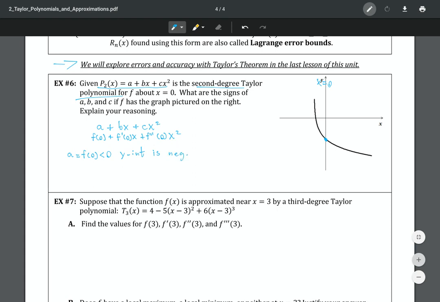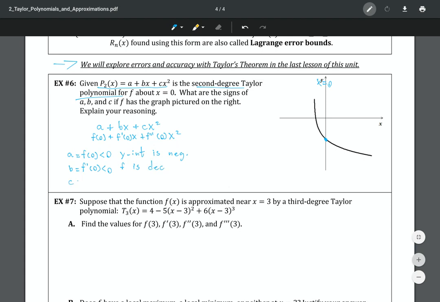Okay, now let's look at B. Now we know that B is related to the first derivative of the function. What does the derivative tell me? Well, hopefully you already said that it tells me whether a function is decreasing or increasing. At 0, we can tell that this function is decreasing. And what do we know about that? Well, the first derivative is negative. How do I know that it's negative? Well, because the function is decreasing.